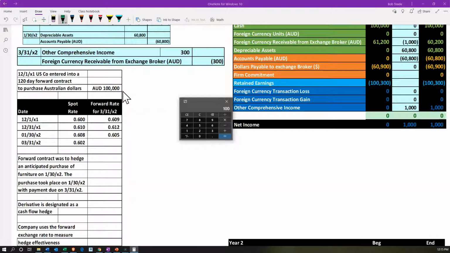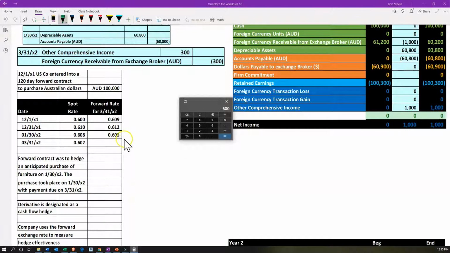We're going to say the 100,000 times the current spot rate, which is 0.602. That's going to be the 60,200 minus what's currently in there, which is the 60,800. That means we have a $600 difference. The $600 difference is going to result in a gain.